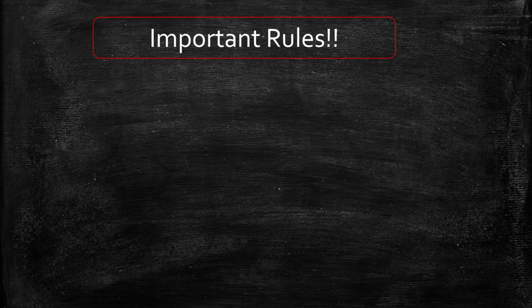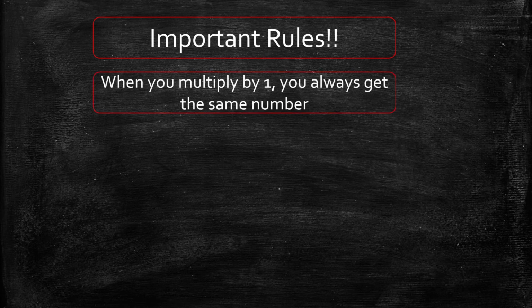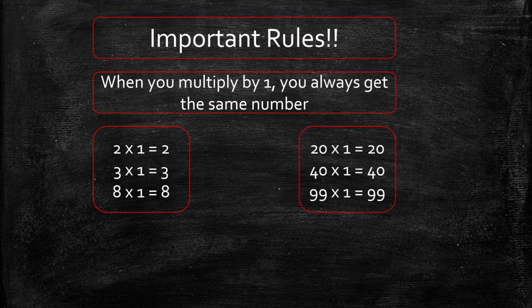Now, here's a few important rules. When you multiply by 1, you always get the same number. So 2 times 1 is 2. 3 times 1 is 3. 8 times 1 is 8. 20 times 1 is 20. 40 times 1 is 40. 99 times 1 is 99. It doesn't matter if it's 1,232. If it multiplies with 1, you're going to get the same number.